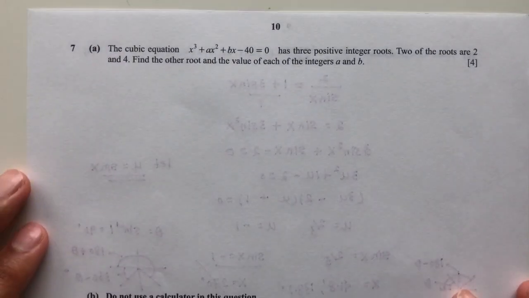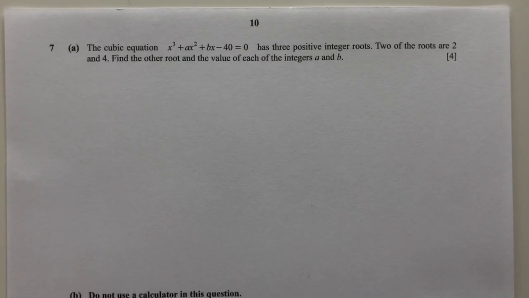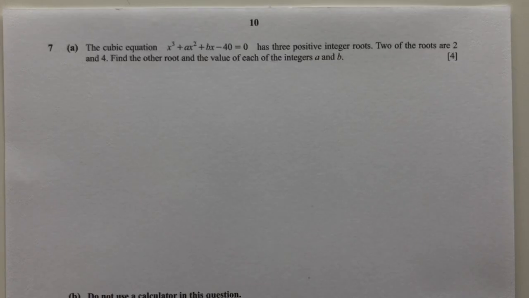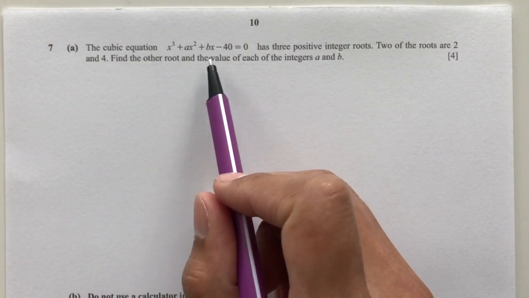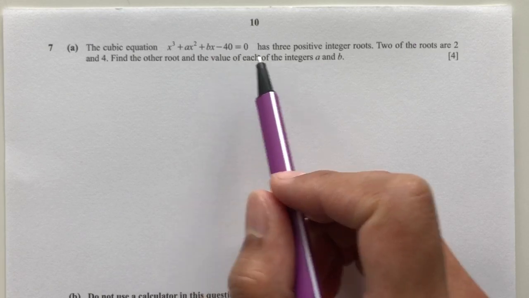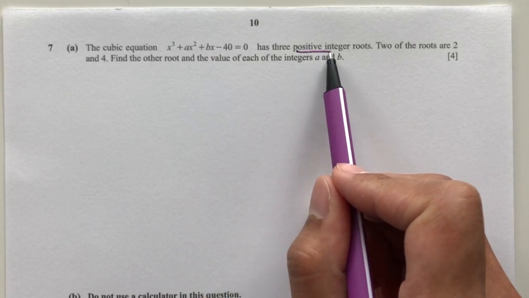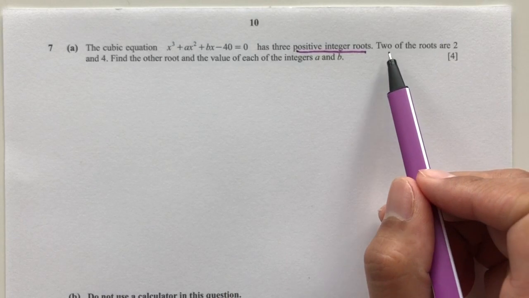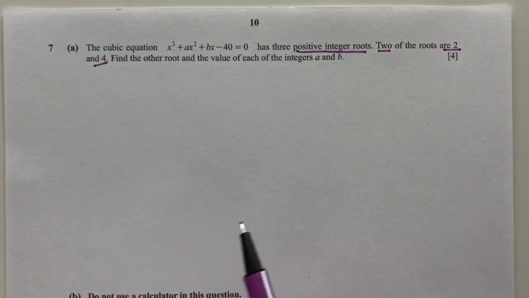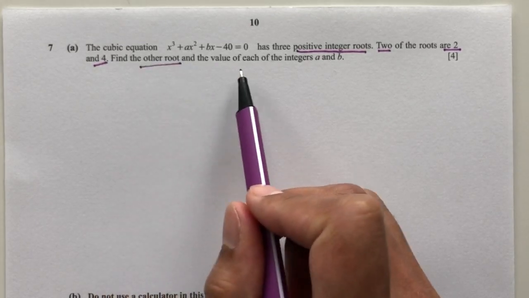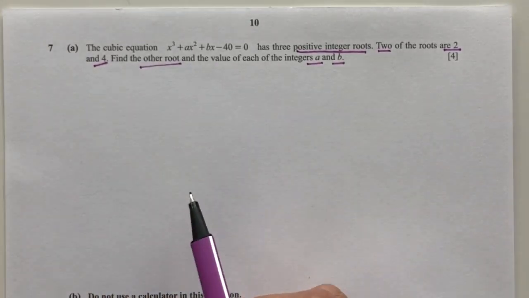Okay, so now let's move on to question number 7, part A. The cubic equation x cubed plus ax squared plus bx minus 40 equals 0 has 3 positive integer roots. Now, two roots are given to you, which is 2 and 4. Now we have to find the other root and the value of a and b. So let's do one by one.